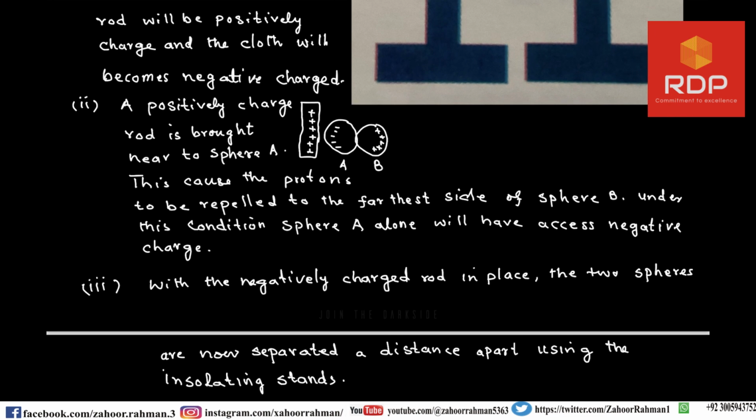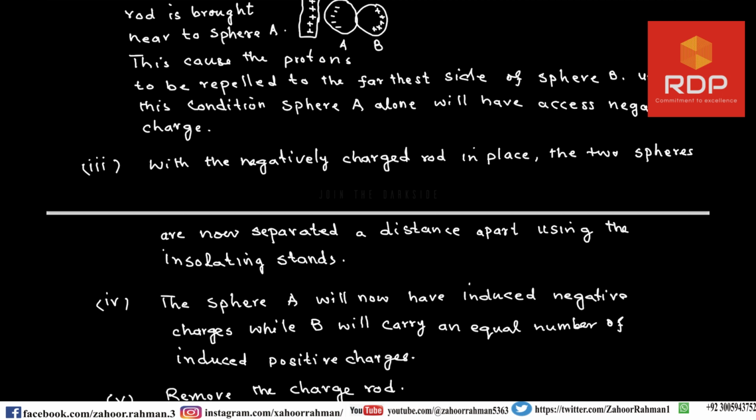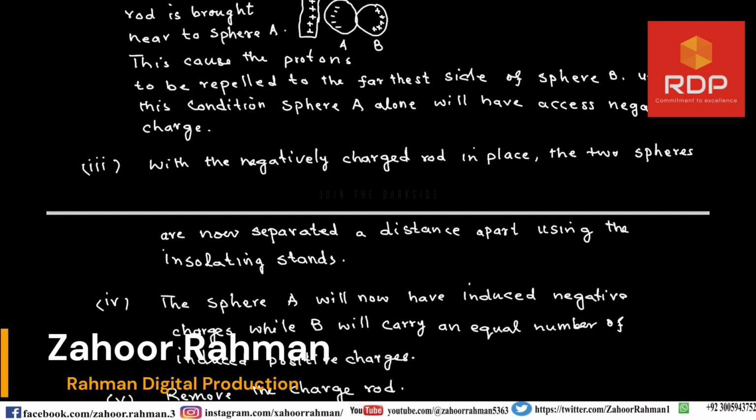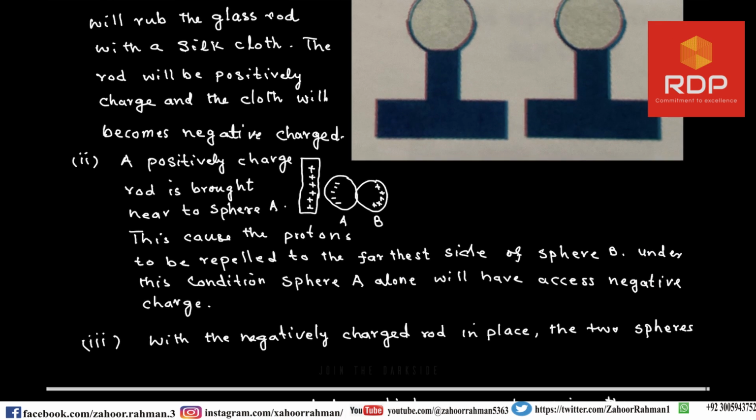Now the third step is, with the charged rod in place, the two spheres are now separated a distance apart using insulating stands. Now the fourth step is, sphere A will now have induced negative charges while B will carry an equal number of induced positive charges. Now remove the charged rod. After the separation, you have to remove the charged glass rod.